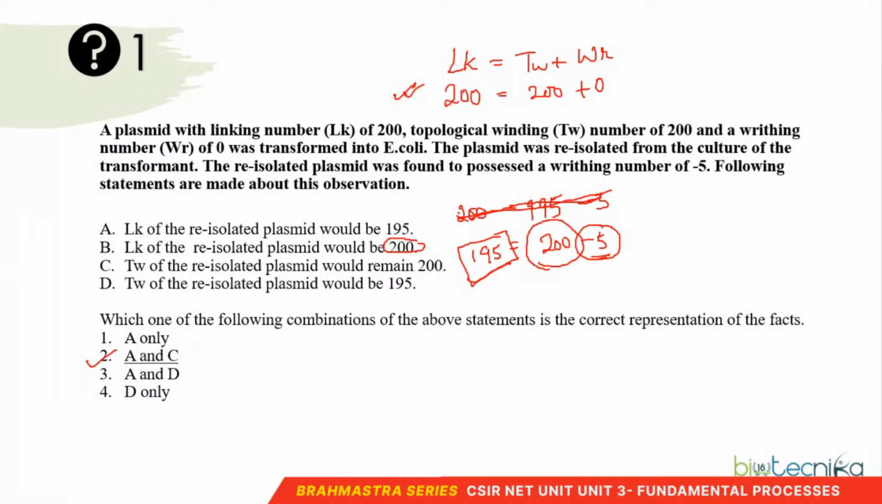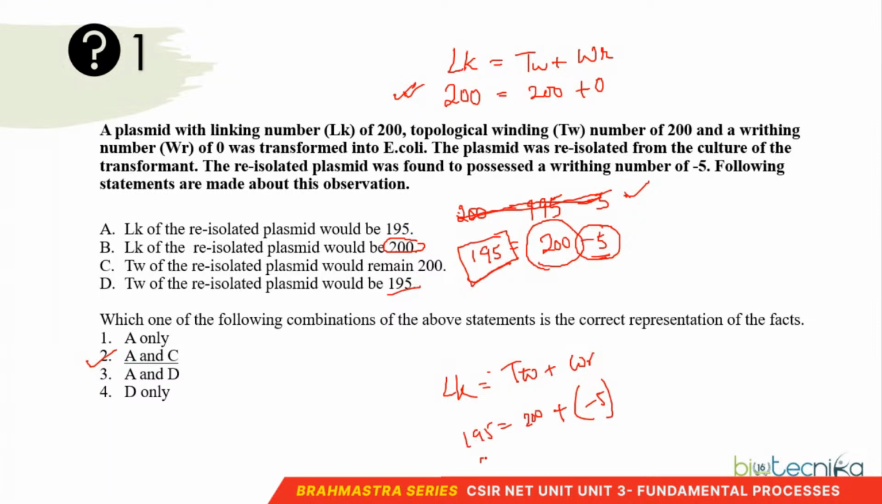Alright. Now see why this is not correct. Many of you will do this, which I've already shown you. But this is not correct. Why is it not correct? Because the equation is saying that it is twist plus writhe. Correct? LK is equal to twist plus writhe. Now suppose I put writhe as -5. Okay? And I keep the twist as 200, then obviously this is coming as 195.